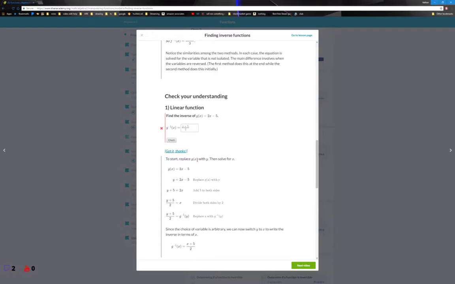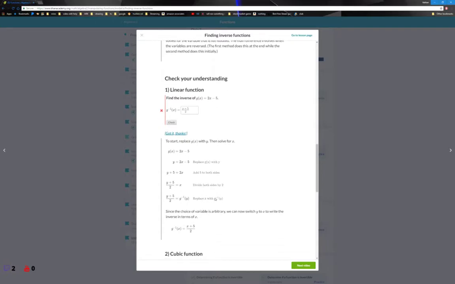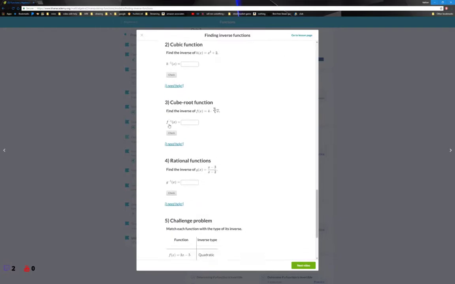To start, replace g of x with y, then solve for x. So we solve for x to get x on its own, then replace x with g inverse of y. Since the choice of variable is arbitrary, we can now switch y to x. So now we want to switch this y to x, because that's what was right there, and we'll check, and we got it right.